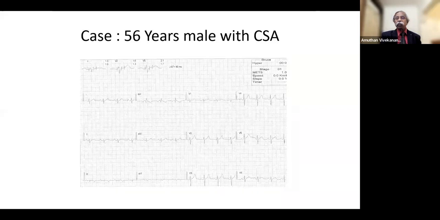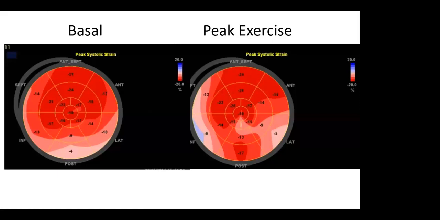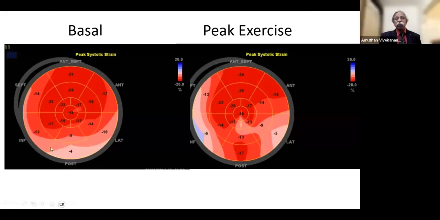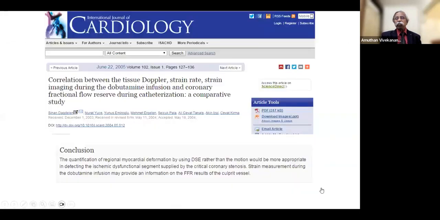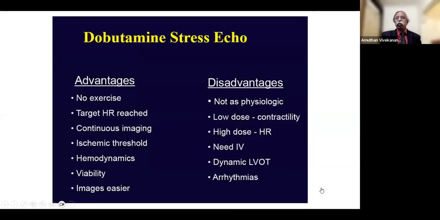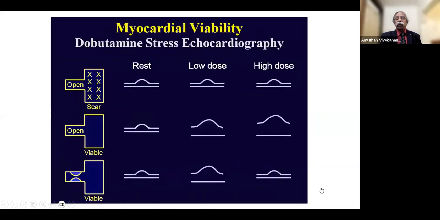We'll have a case. This is a 56-year-old patient with chronic stable angina. On exercise, it shows ST elevation in lead aVF. And this is the basal. Again, he had this basal. And post-exercise, you see that there is an increased area of strain abnormality, which results in this. So the patient has a circumflex as well as RCA problem. The patient underwent PCI.